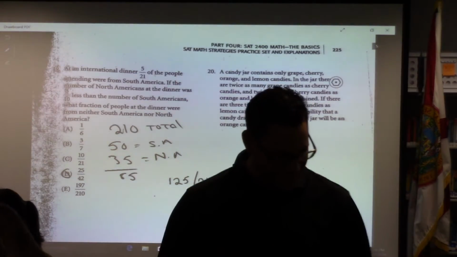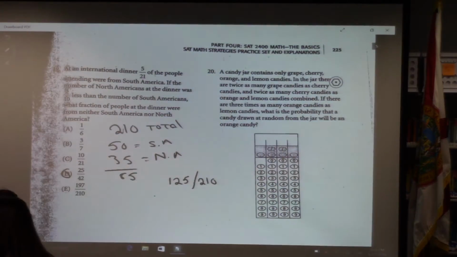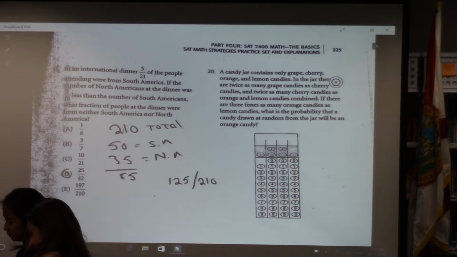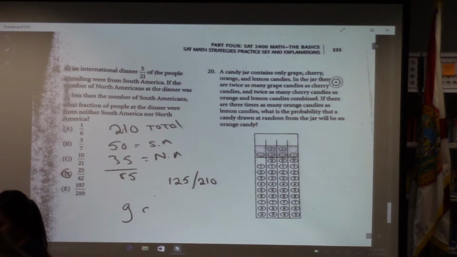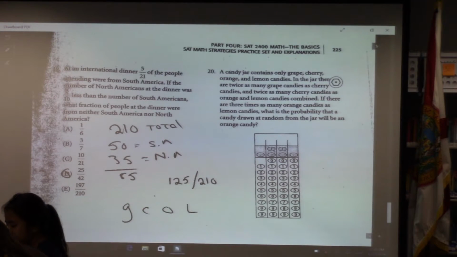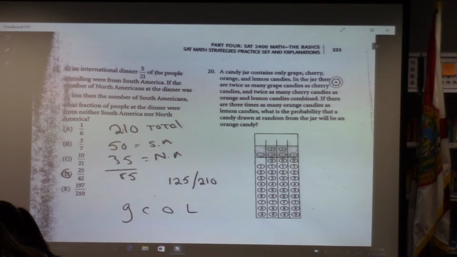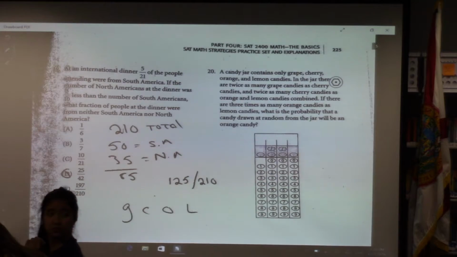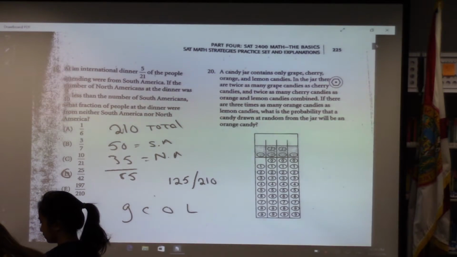All right, a candy jar contains grape, cherry, orange, and lemon. So we've got grape, cherry, orange, and lemon. There are twice as many grape as cherry and twice as many cherry as orange and lemon combined. If there are 3 times as many orange as lemon. So where should we start here, guys?